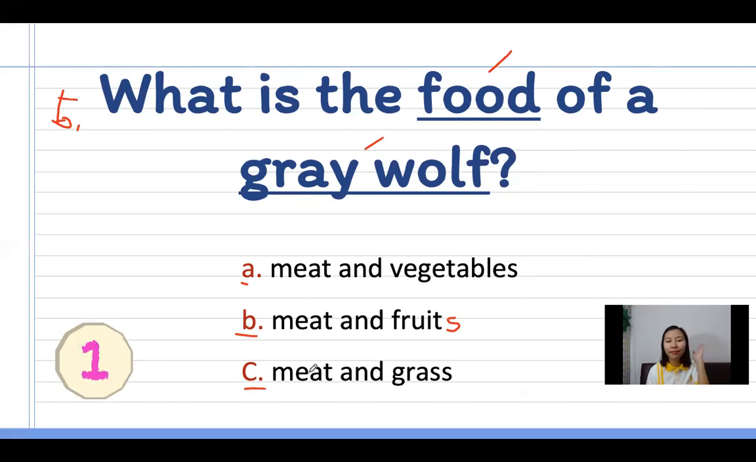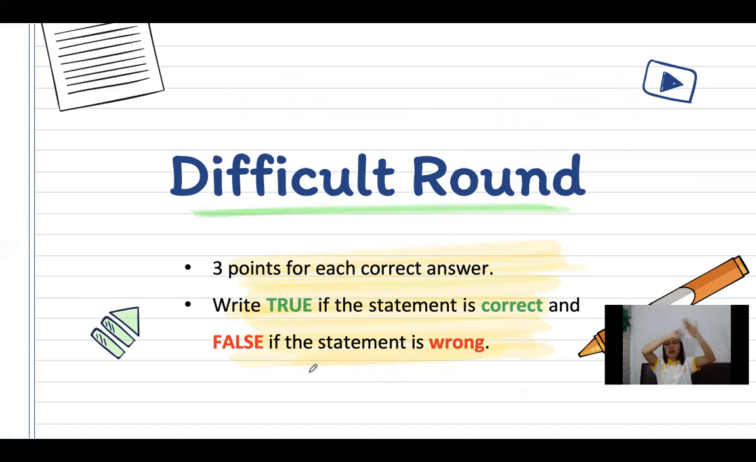Okay. Clap your hands for yourselves. That is for round two. There are 1, 2, 3, 4, 5 items for round two. Okay, so now we are in round three.